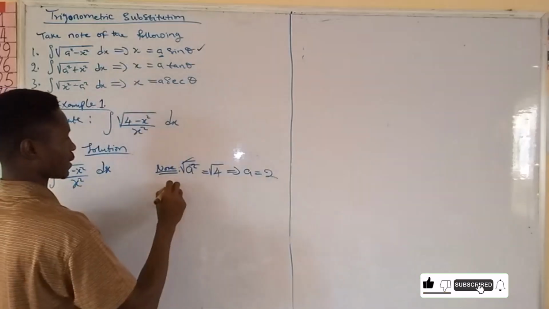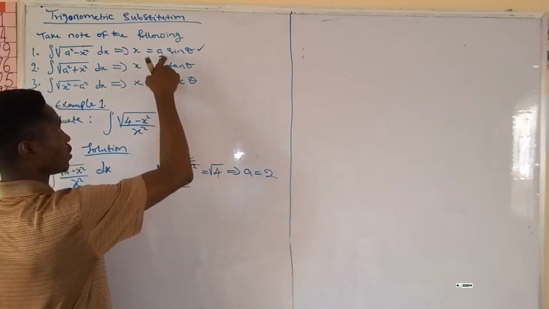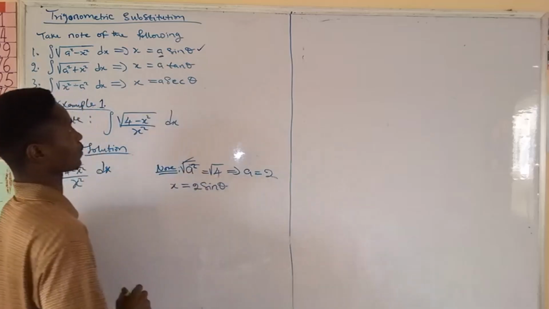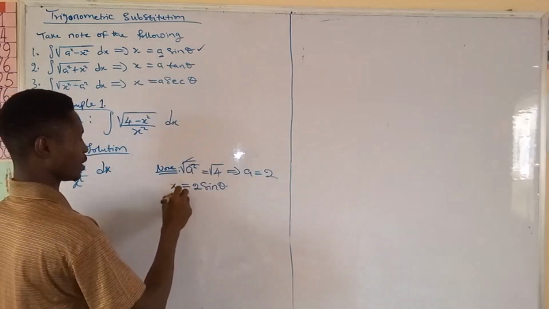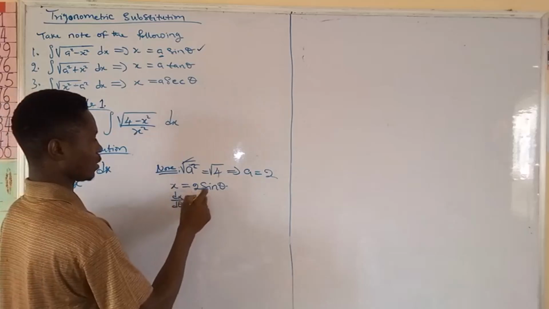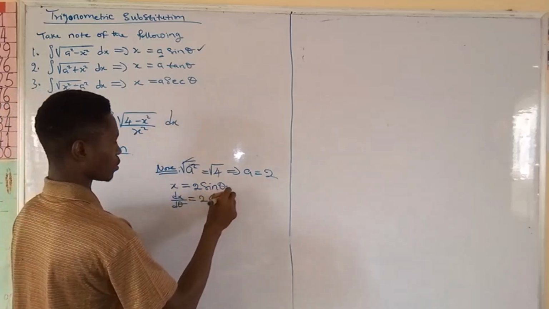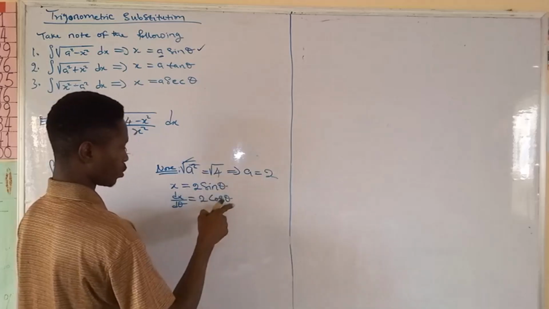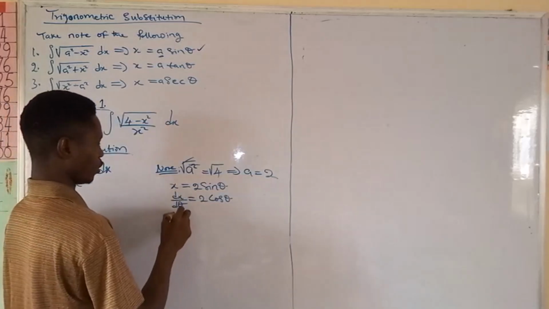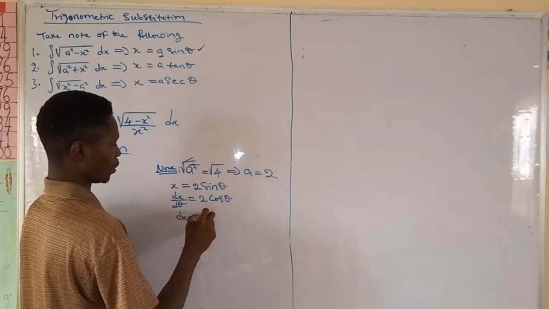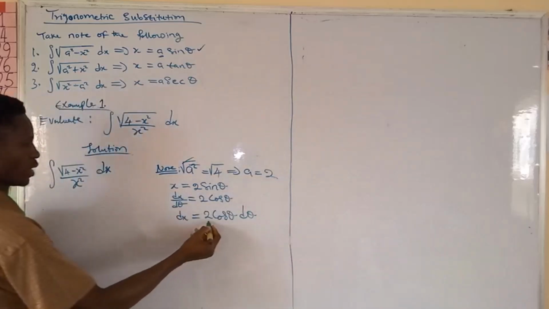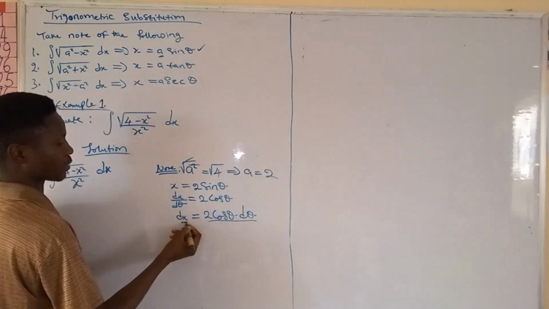So we now write that x is equal to, instead of a, we put 2. 2 sin theta. Okay? So we differentiate x with respect to theta. So dx by d theta is equal to 2 cos theta. Okay? So if we cross multiply to make dx the subject, it means dx is going to be 2 cos theta d theta. So this becomes our substitute for dx.